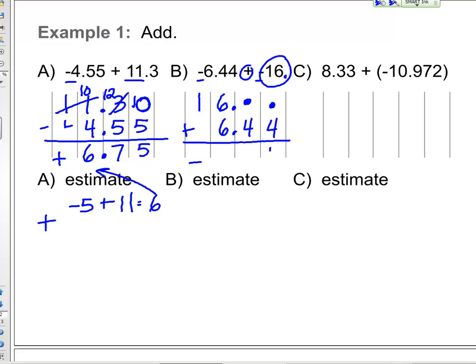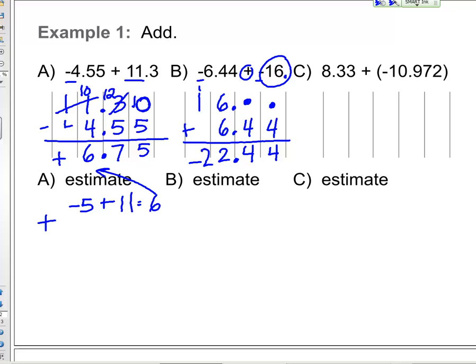0 plus 4 is 4. 0 plus 4 is 4. Bring down my decimal point. 6 plus 6 is 12. Carry the 1, and we get 2. For an answer of negative 22 and 44 hundredths.